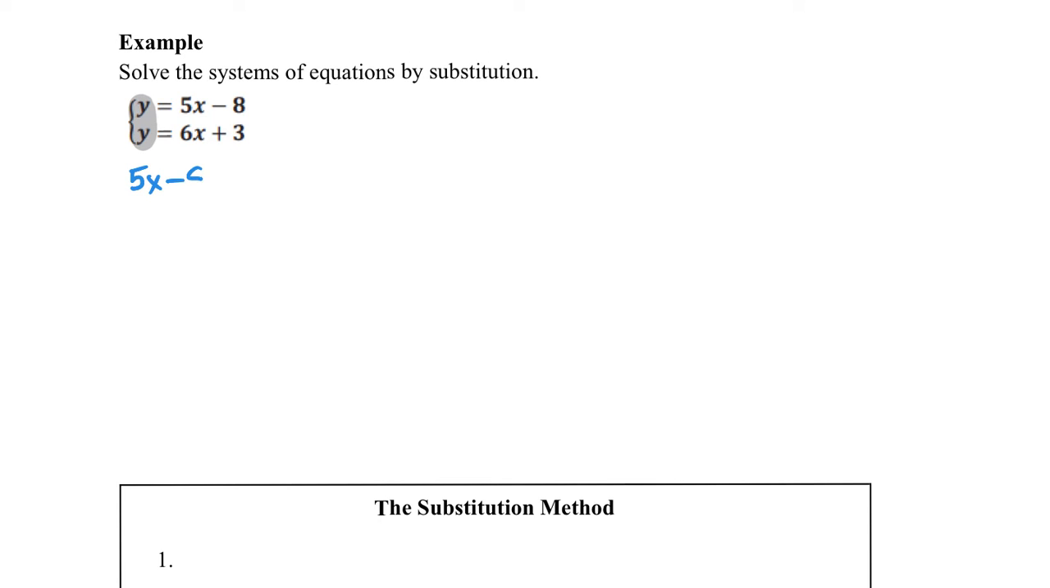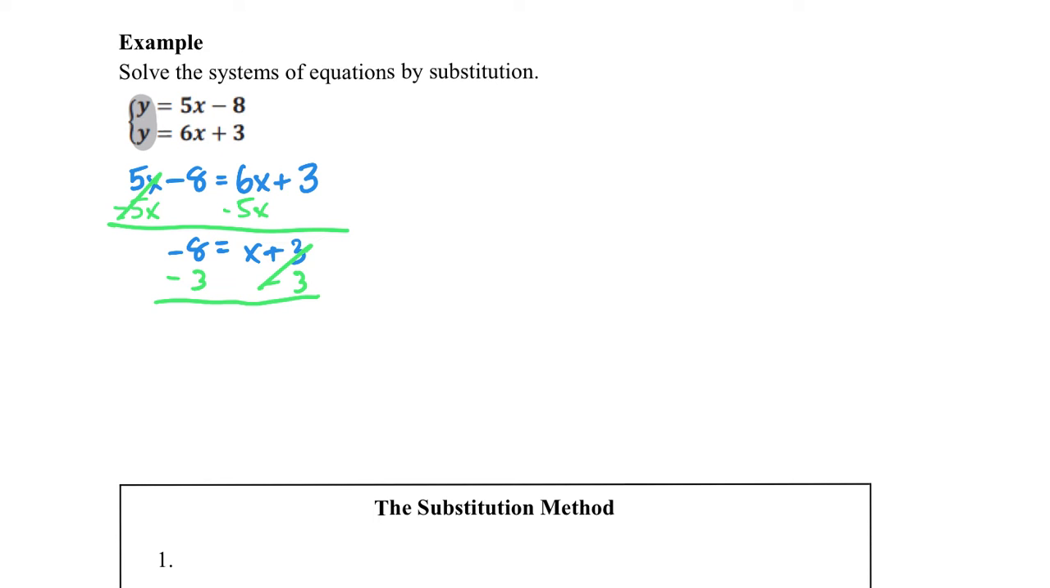So I can put 5x minus 8 equals 6x plus 3, and now I have an equation that only has one variable in it. So I can solve that pretty easily. I'm going to get negative 8 equals x plus 3, and then I'm going to subtract 3 from both sides, trying to isolate x, trying to solve for x, and I get negative 11 equals x. Okay, so now I've got the first variable. I've got x. I have to go get the second variable.